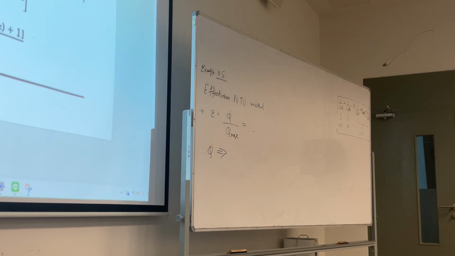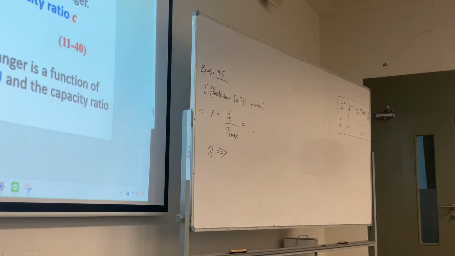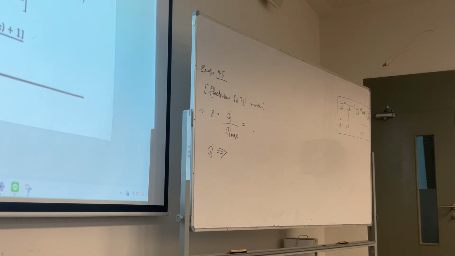Then small c. What is small c? Small c is the capacity ratio, C min divided by C max. Only these two quantities. So this is actually very simple. NTU methods are very simple if you just know which formula to use.